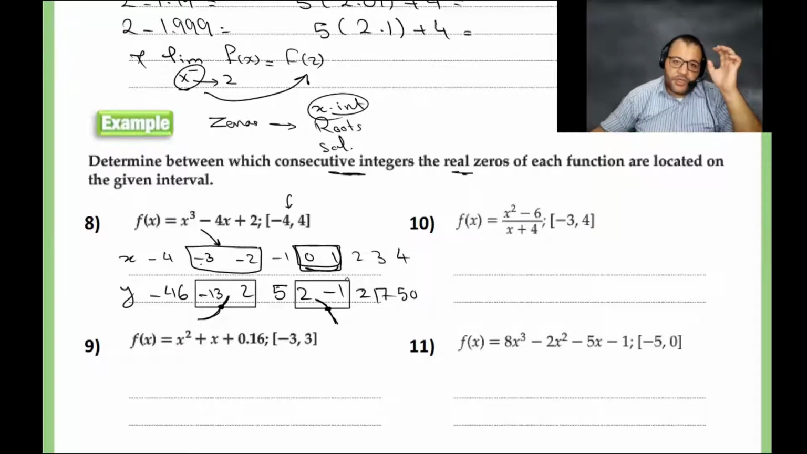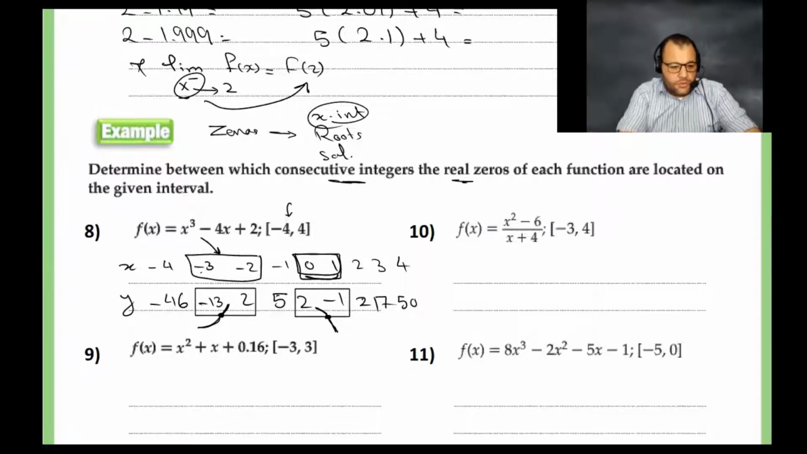Is it clear or not clear? Yeah, now it's clear. So the answer is between negative 3 and negative 2, and between 0 and 1. Is this how I write the answer? Yes.